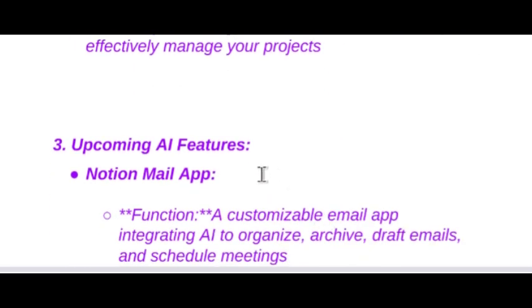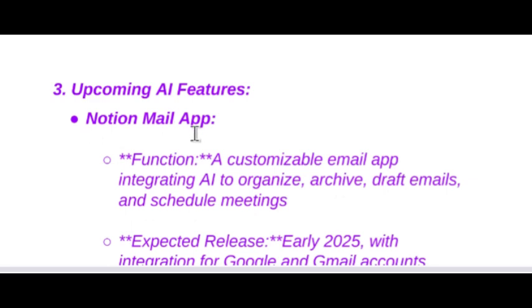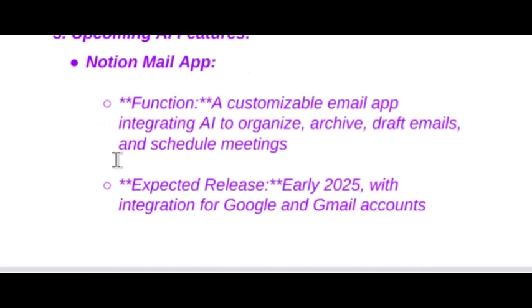Before we go, I want to talk about the upcoming AI feature, the Notion Mail app. It's a customizable email app integrating AI to organize, archive, draft emails, and schedule messages, and in this case, meetings. It's expected to be released in early 2025 with integration for Google and Gmail accounts.